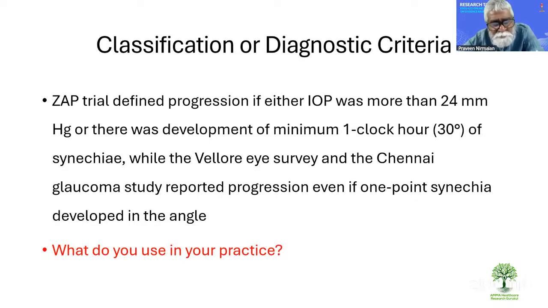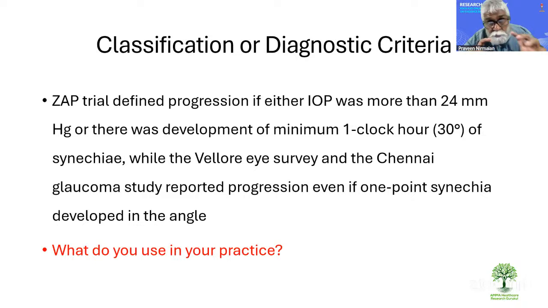So the SAP trial defined progression if either IOP was more than 24 millimeters of mercury or there was development of a minimum of 1 clock hour of synechia, while the Vellore Eye Survey and the Chennai glaucoma study reported progression even if 1 point synechia developed in the angle.